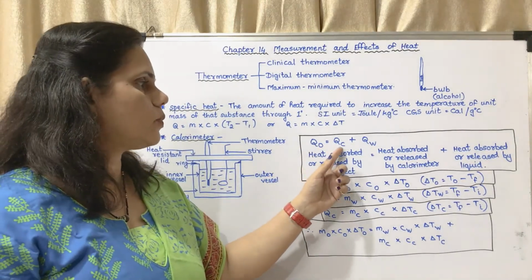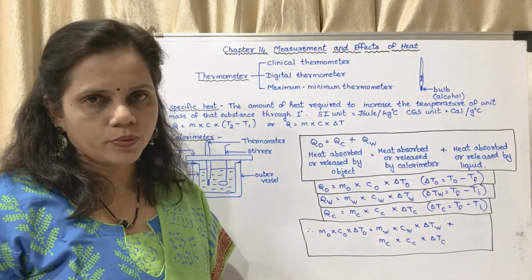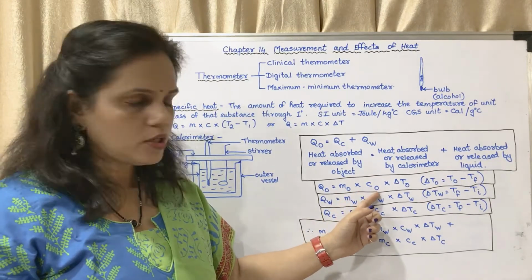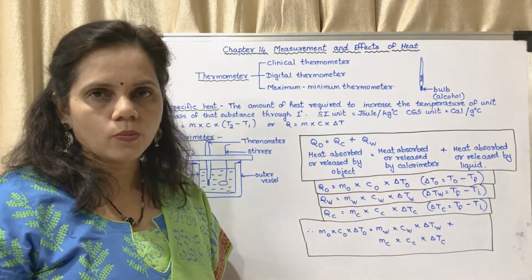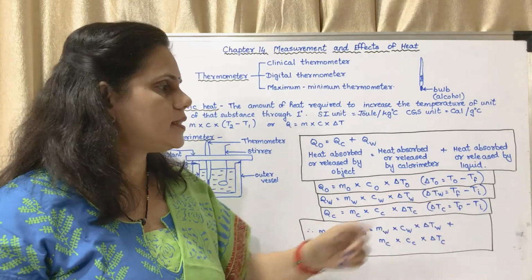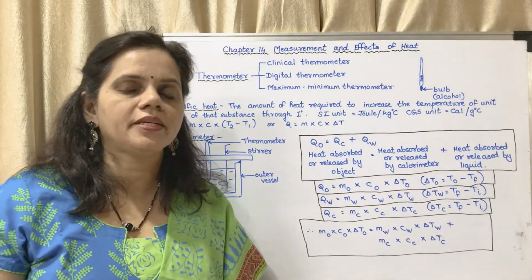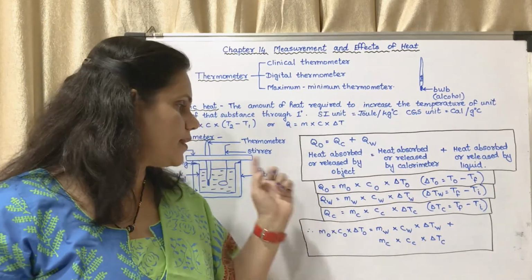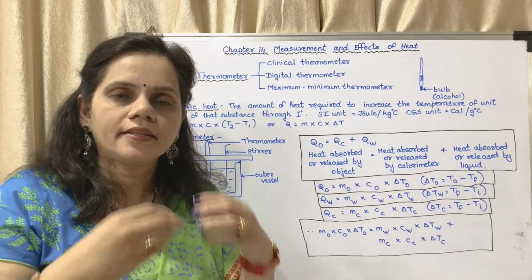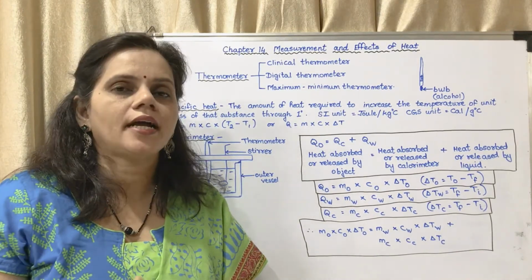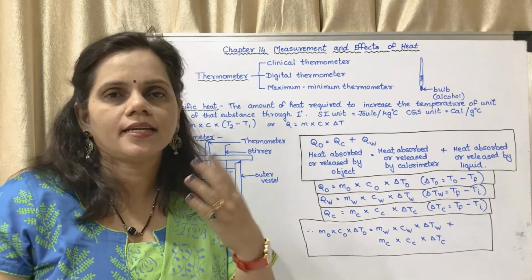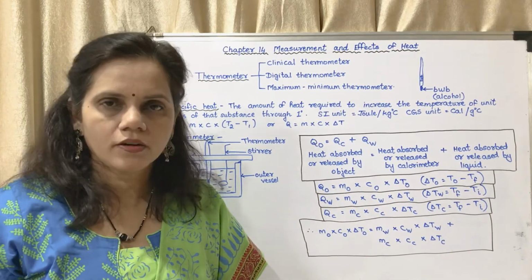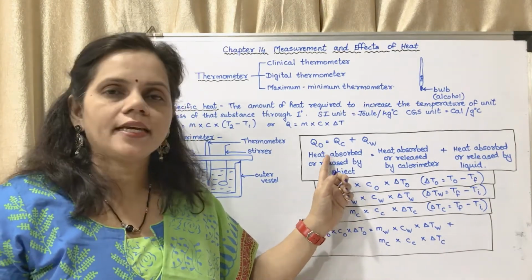So Q_O is equal to Q_C plus Q_W. Q_O is equal to m_O into c_O into ΔT_O. Now here ΔT_O is T_O minus T_F, that means the final temperature. Here they have taken it as a hot object. So when the hot object is put into the liquid, it will give out heat. That means the final temperature will be less than the initial temperature. That is why they have written it as T_O minus T_F. So it is the heat released.